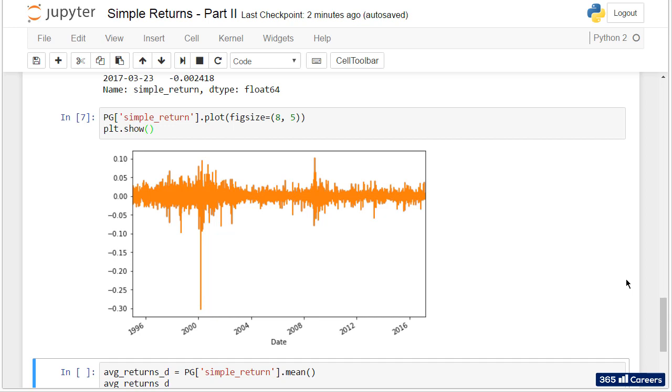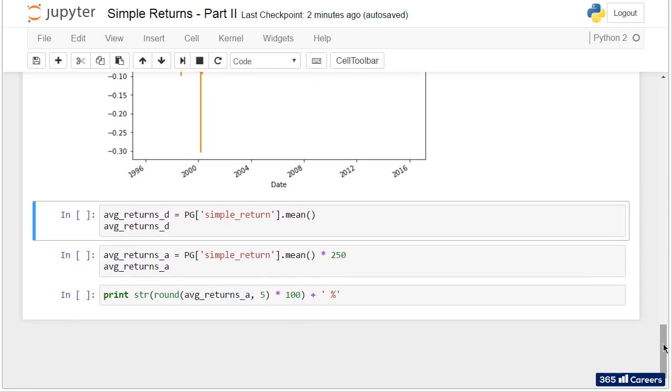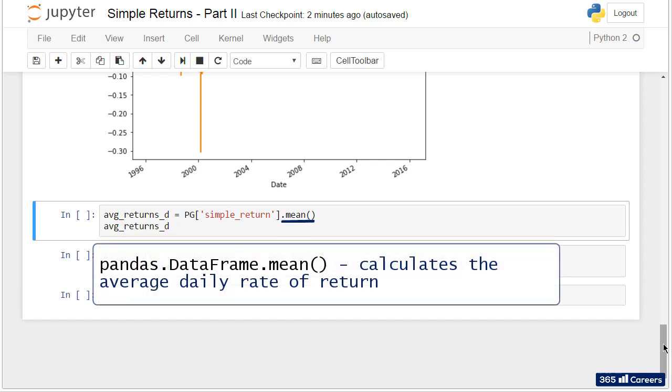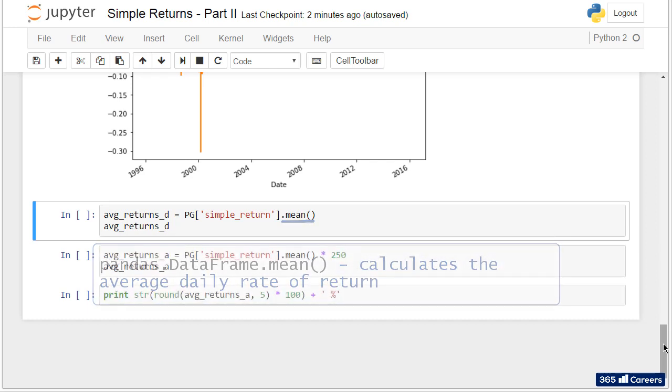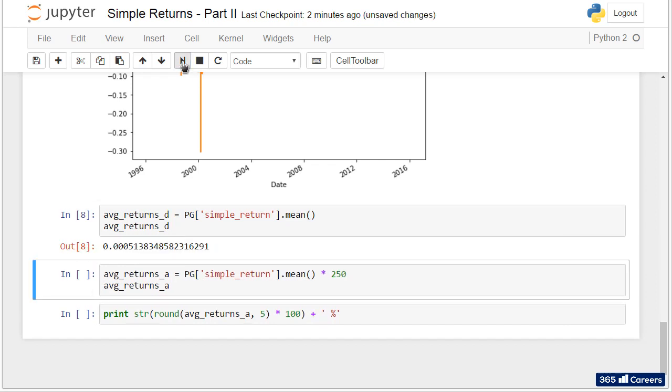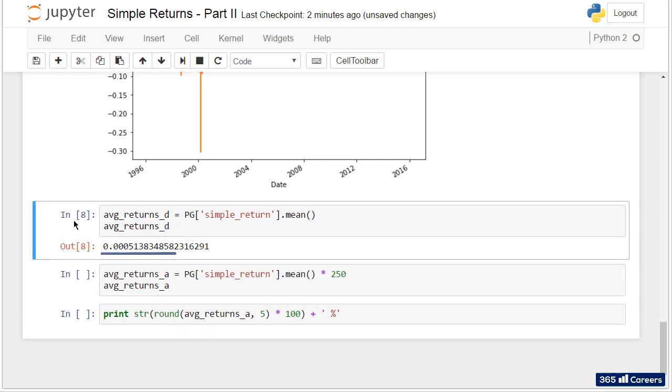However, an investor who is interested in buying a stock and holding it in the long run is mainly interested in the average rate of return that the stock will have, right? Let's calculate the mean return of P&G throughout the period under analysis. A method called mean allows us to obtain the average daily rate of return straight away. This number looks really small. It is much lower than 1%. Is it possible to interpret it meaningfully? Well, an average annual rate of return will tell us a lot more, right?